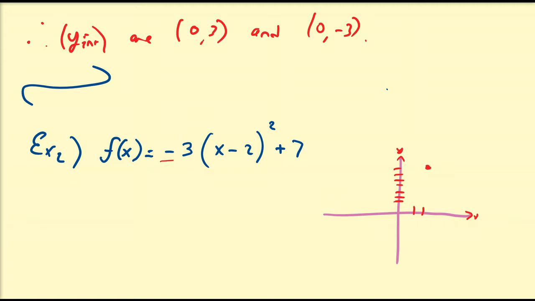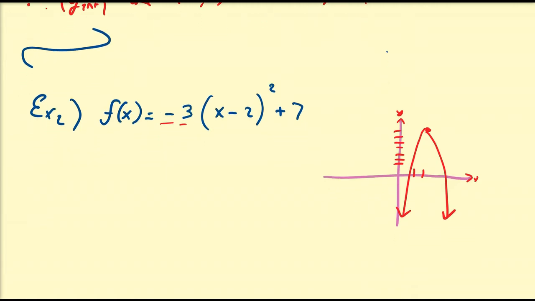It's upside down because of this negative 3, and it's going to be compressed towards the y-axis, or towards the axis of symmetry. So it should look something like this. So based on this graph, what do we see? Well, we see that there should be two x-intercepts and there should be one y-intercept somewhere down there. So let's see if we can find this.